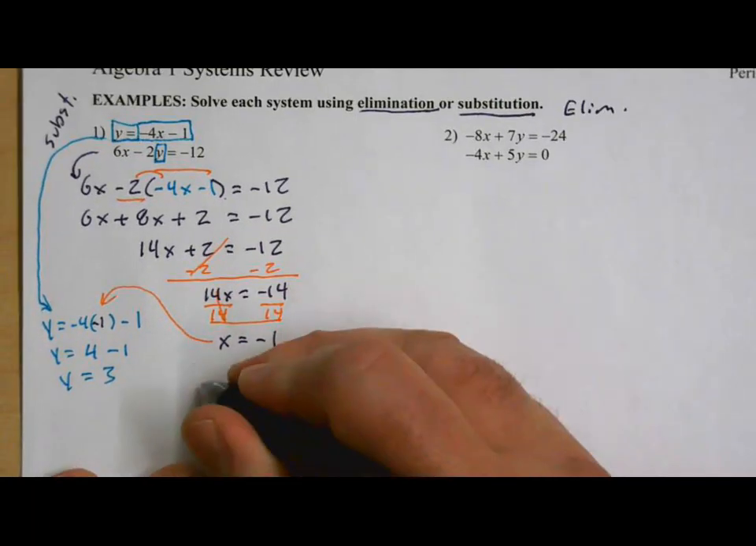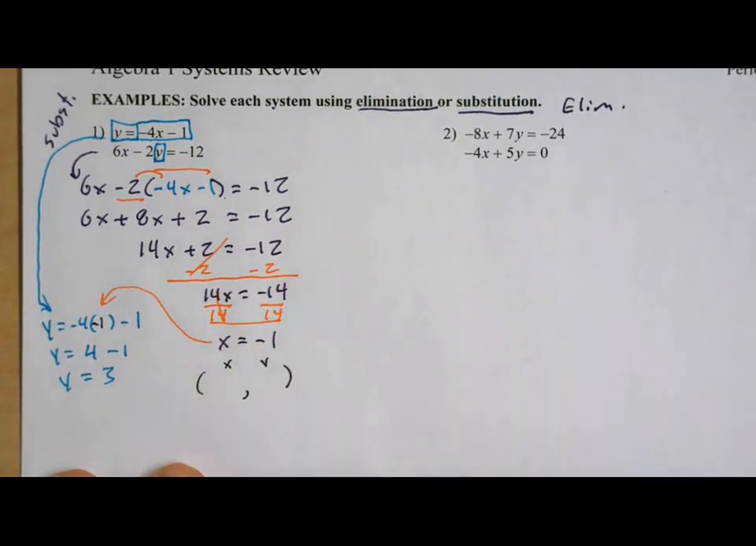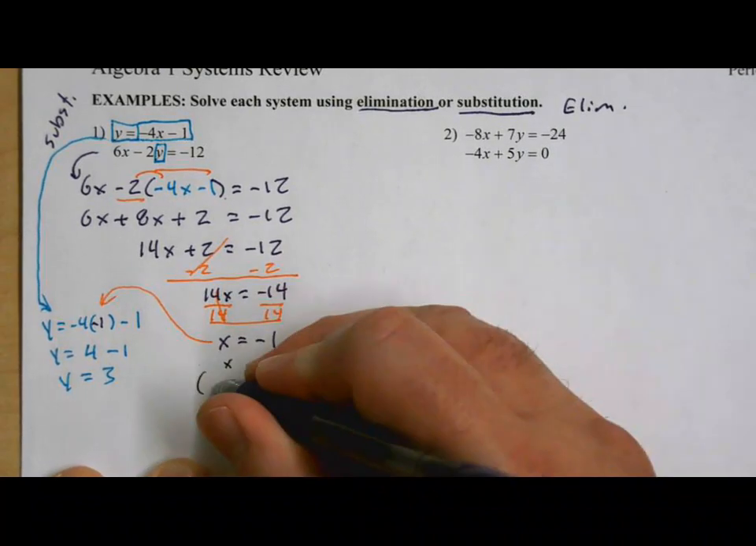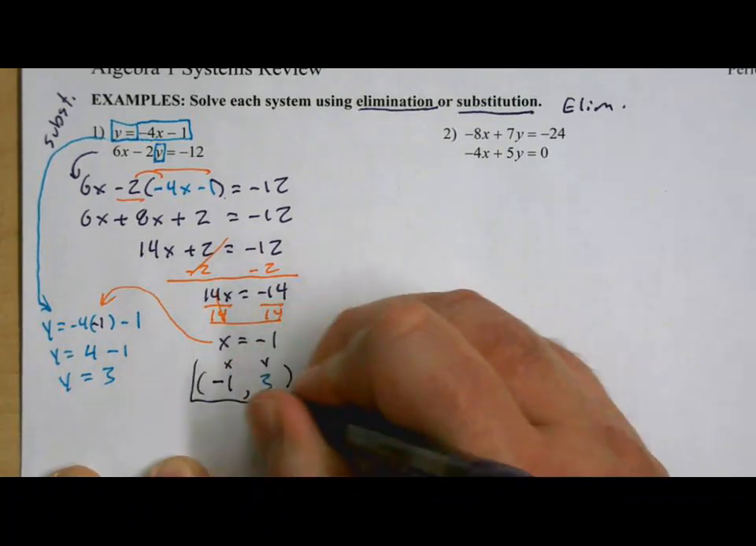When we write our solution to a system, we want to give both the x and the y values as an ordered pair. X comes first. So negative 1 was my x value, and 3 was my y value. And there's my solution.